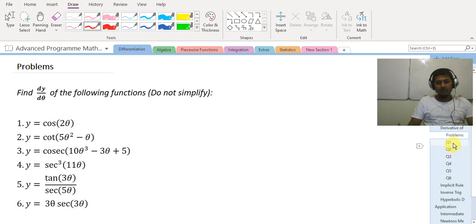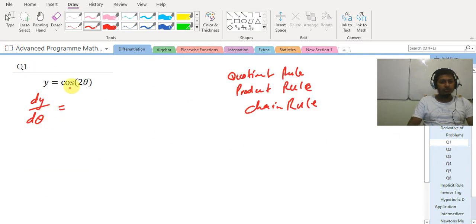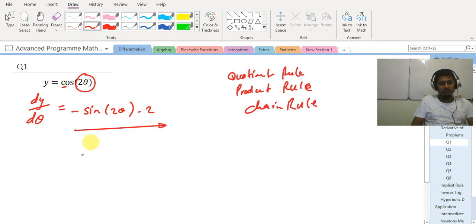So I am on question 1. We want to find the derivative of cos 2 theta. Starting with the c, there is a negative sin 2 theta, and don't forget to differentiate the inside, which is times 2. So this is your answer. You can carry on simplifying after this. Let us look at example number 2.